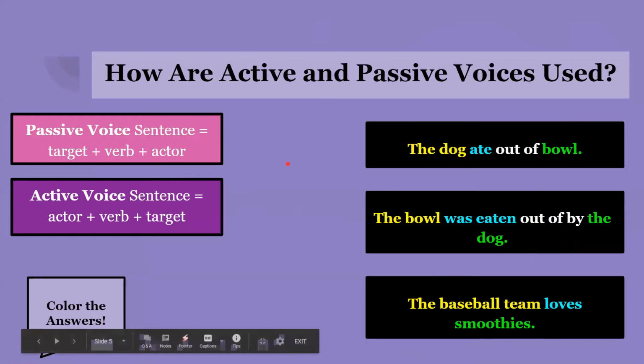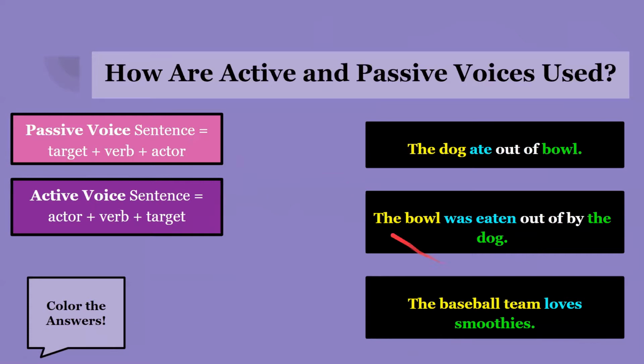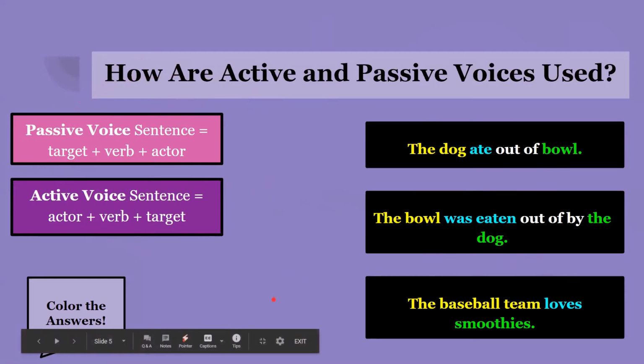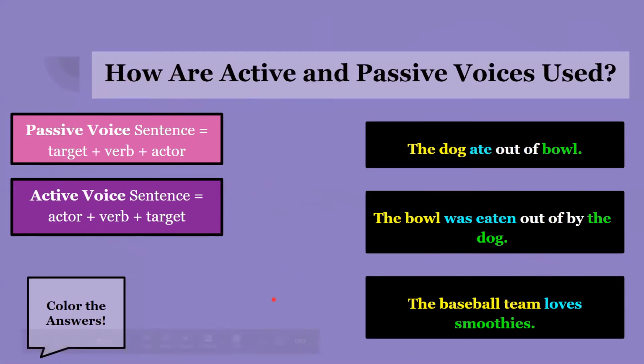How are active and passive voices used? Okay, so you're going to go ahead and color code them to yourself real quick. Here are the structures again for a hint. We have: the dog ate out of the bowl. The bowl was eaten out of by the dog. And the baseball team loves smoothies. Go ahead and pause the video and think about which colors match it.